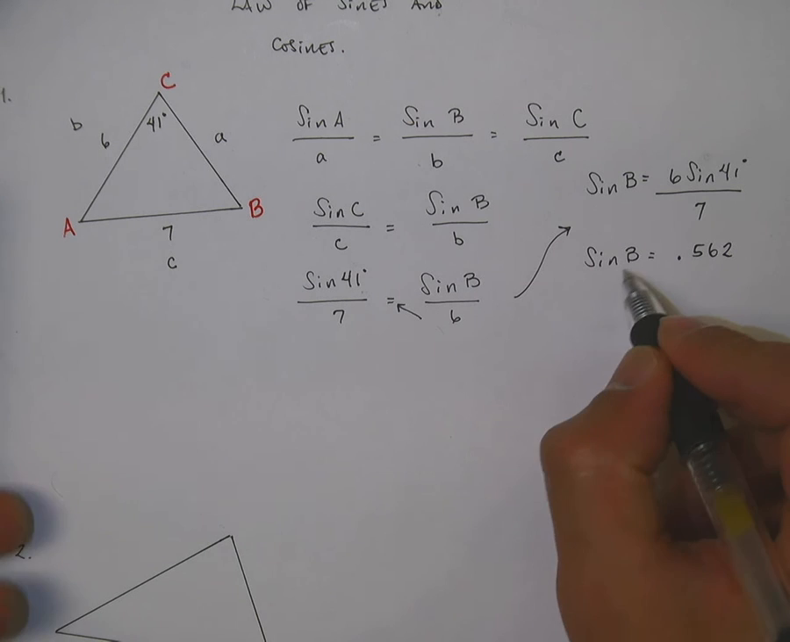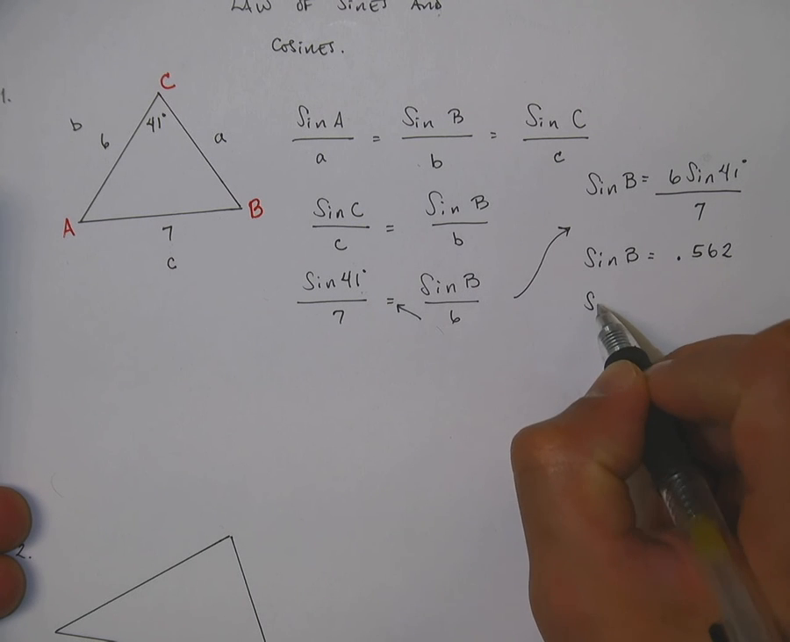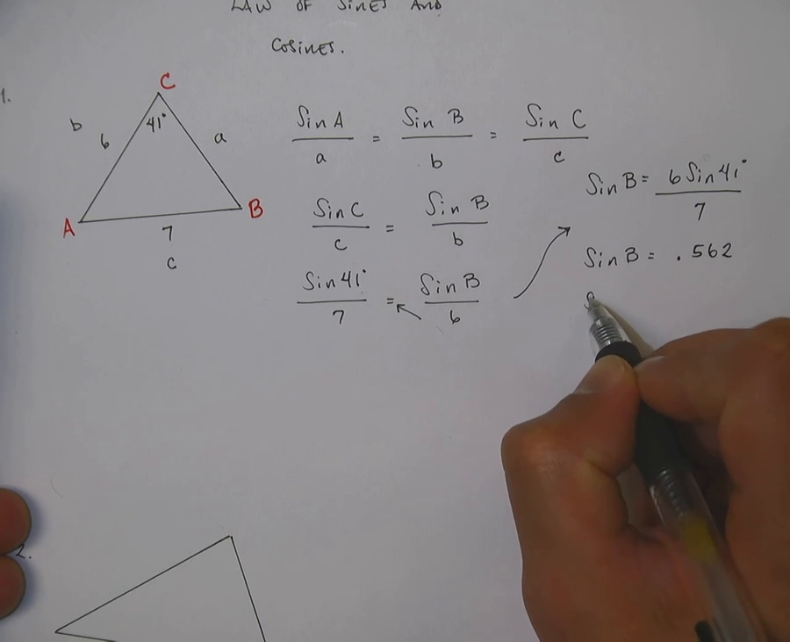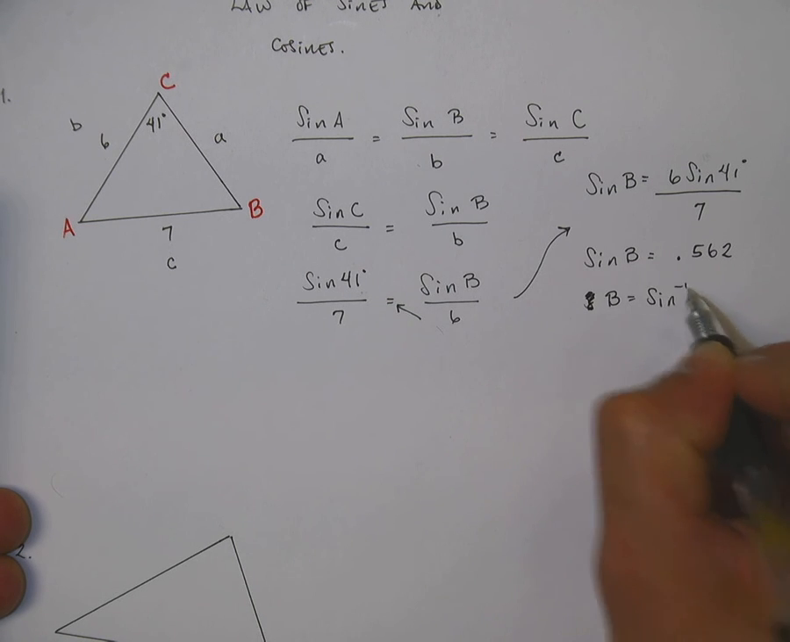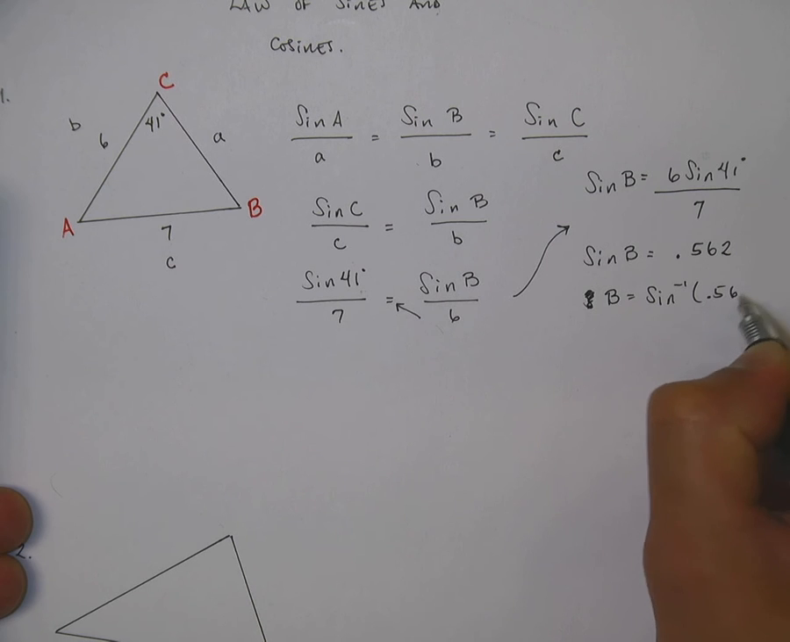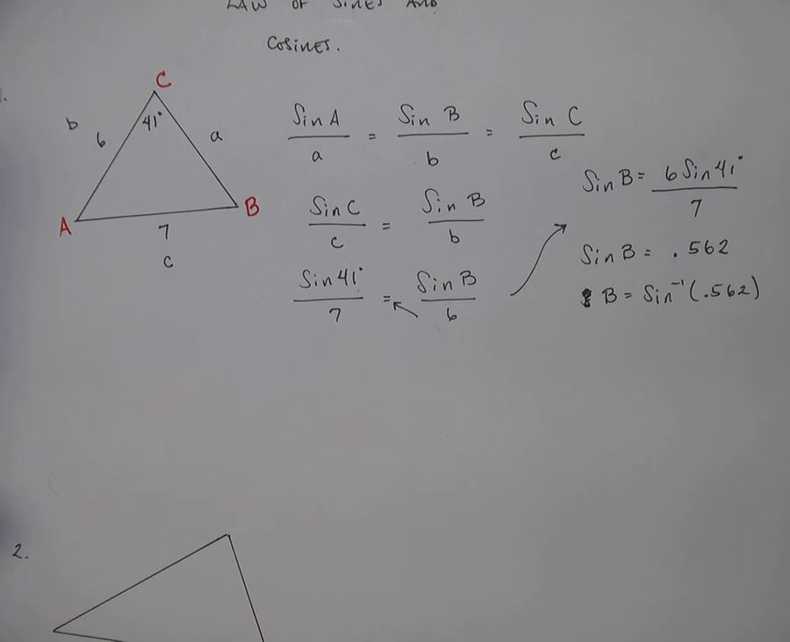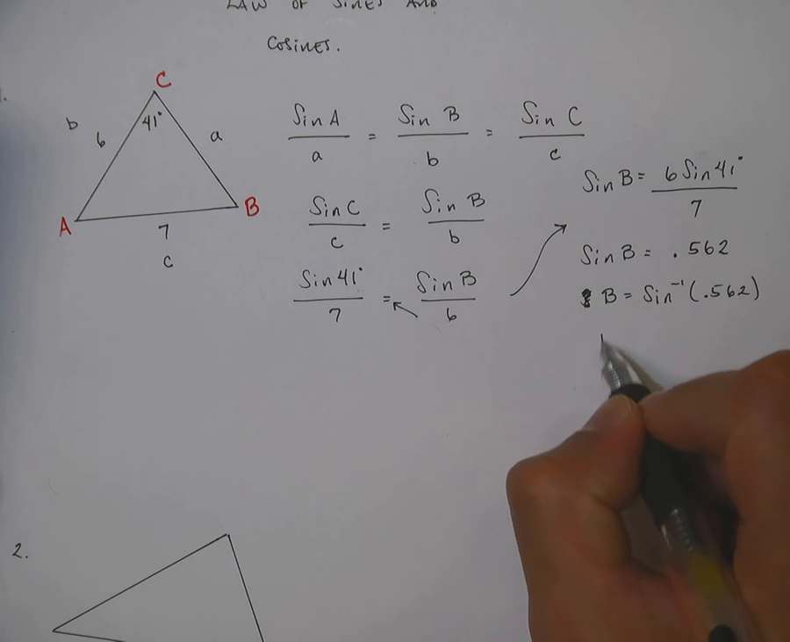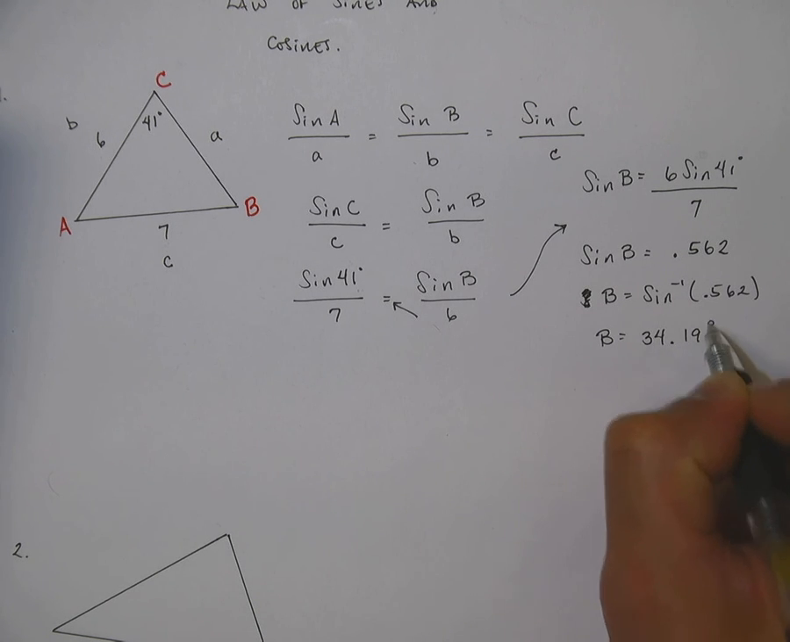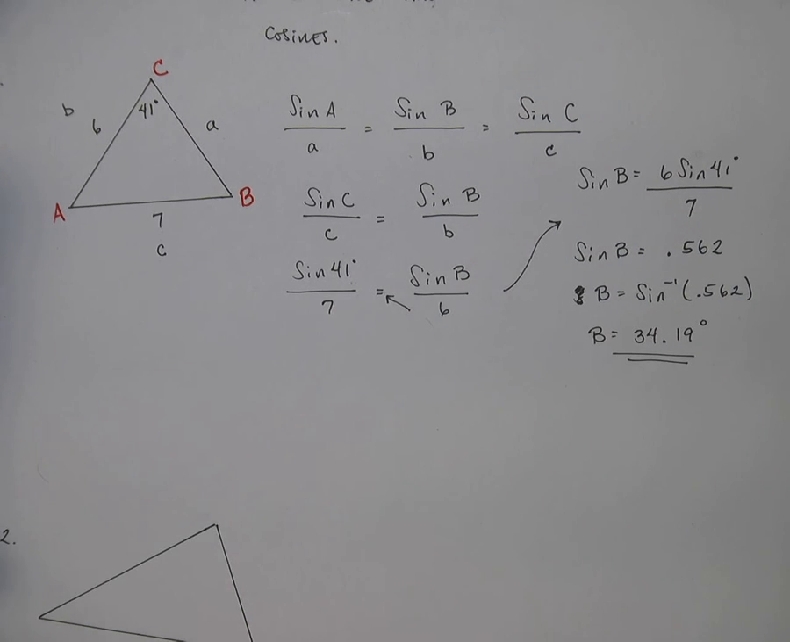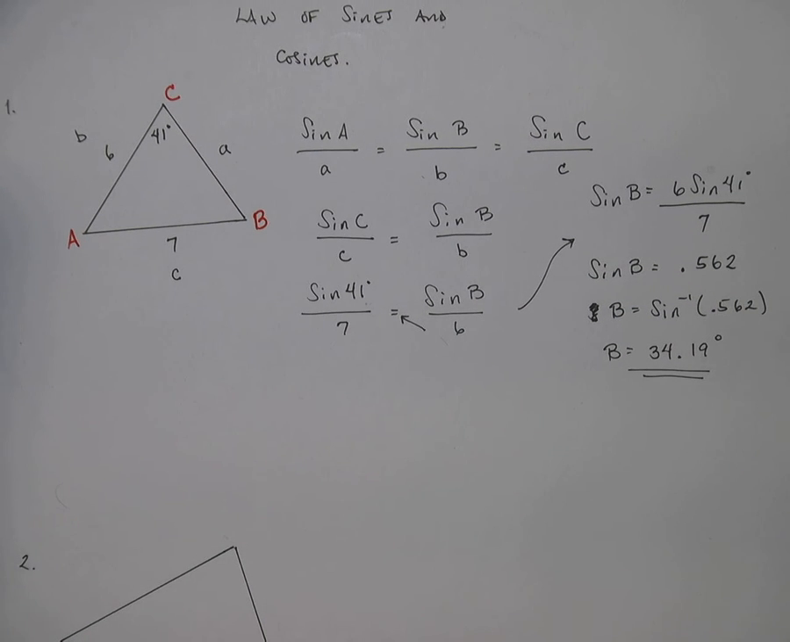All right, now how do I find this angle B? Well, you have to take the sine inverse. So you take the sine inverse on both sides, and you're left with B is equal to sine inverse of 0.562. You want to put that in your calculator, sine inverse 0.562, and B is going to be equal to approximately 34.19 degrees. And that's just the law of sines.